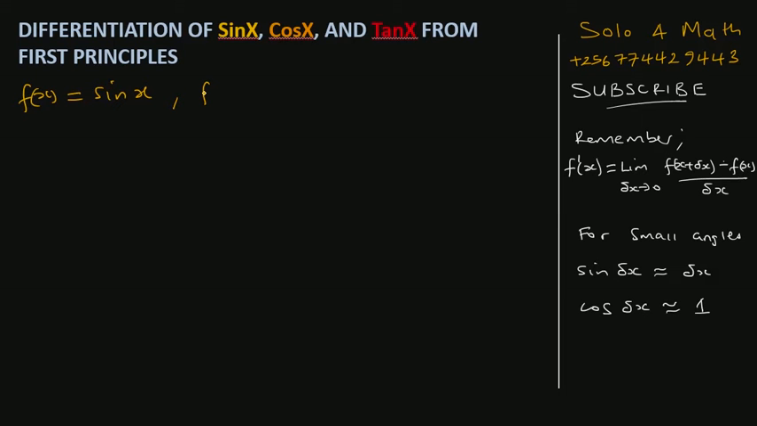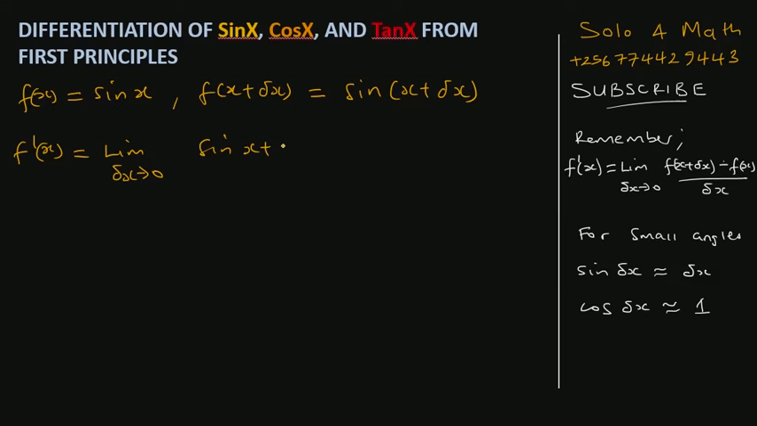what is our f(x plus dx)? This one we know, where there is x you put x plus dx, so that is our f(x plus dx). So we substitute in our formula, which is equal to the limit as dx tends to 0 of f(x plus dx), which is sine (x plus dx), minus f(x), which is sine x, over the small change in x.